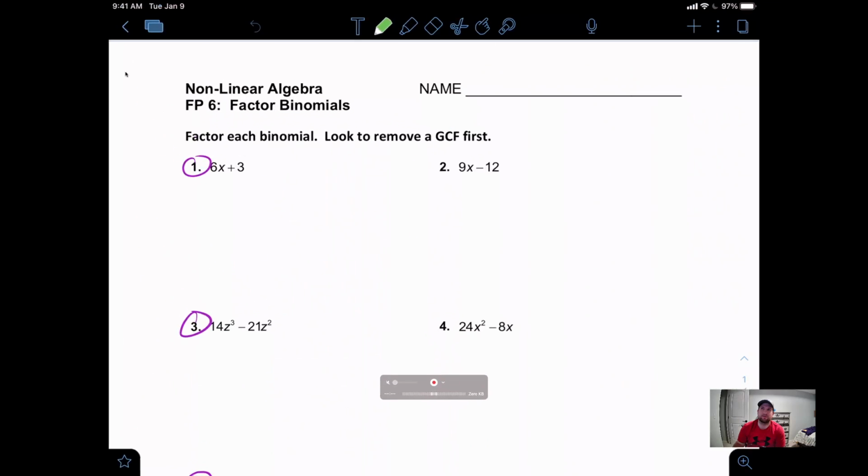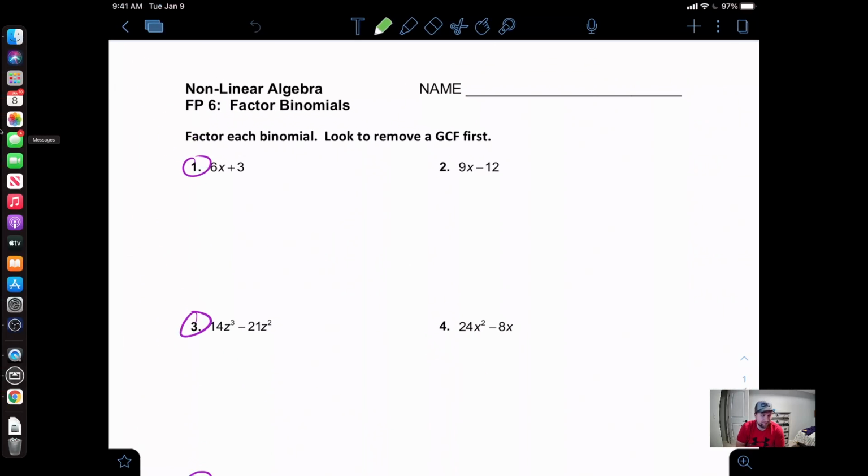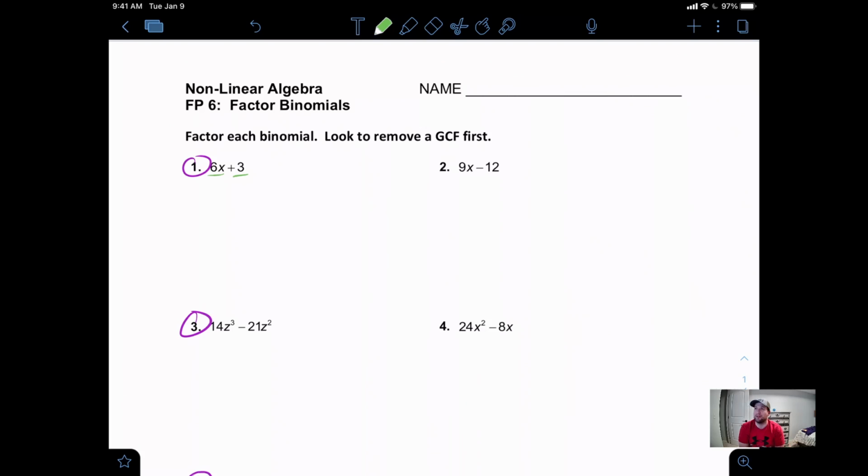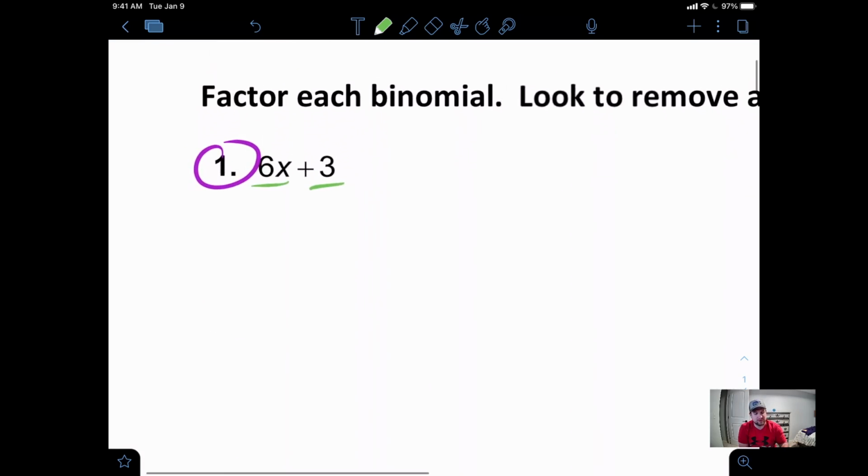Today we're going to spend some time talking about standard FP6, which is factoring binomials. Now when I say factoring binomials, what I mean is factoring something that only has two terms to start. Now the way this process goes is sometimes you get a really easy problem where all you need to do is factor out a greatest common factor. Other times you're going to have to do a little bit more work.